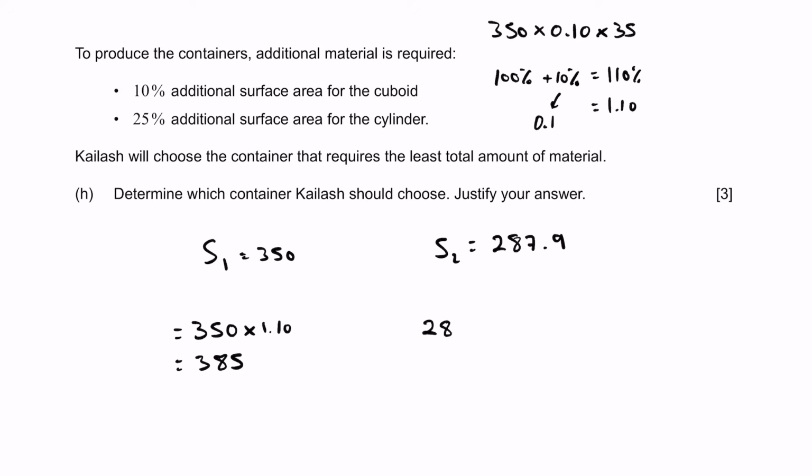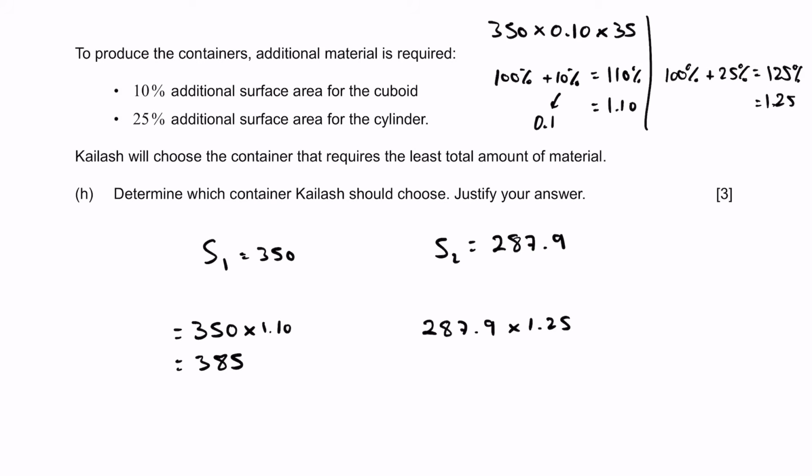And what about for S2? We have 287.9, and in the same way for S2, we'll have what we had originally, plus we'll need 25% extra, or we'll need 125% of what we had originally. As a decimal, that's 1.25. All right, so 287.9 times 1.25.